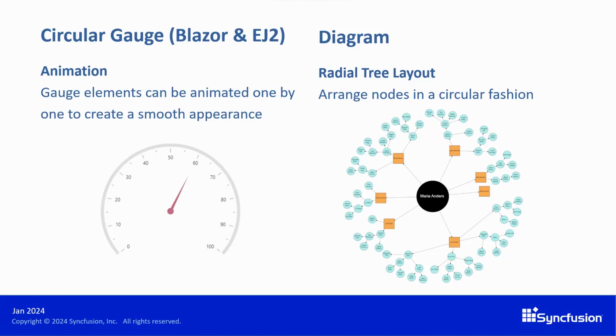Next, let's see an update in the Blazor diagram. The Blazor diagram now provides support for radial layout. This layout provides an enhanced visual organization of your diagrams. This can be used in hierarchical structures where nodes branch out from the center node like this. The center node is the main node, whereas the subnodes radiate outwards in a circular fashion.